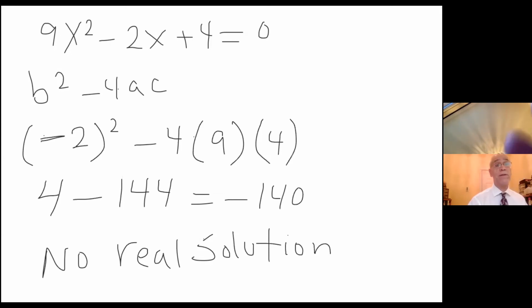Once again, what does that mean? That means that the graph of this quadratic will never hit the x-axis. And since it's going upward, it's a regular parabola, the graph is above the x-axis. Okay, talk to you soon.